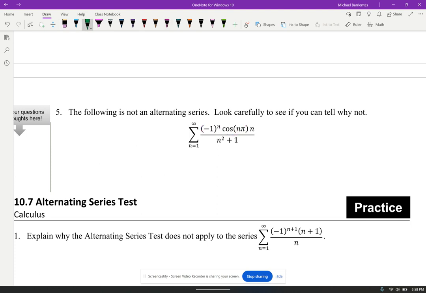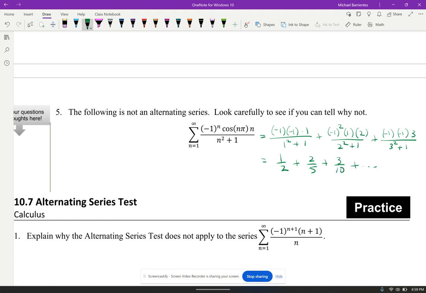So what happens when I substitute 1? Well, when I substitute 1, I'm going to get cosine of 1 pi, which is negative 1, times 1 over 1 squared plus 1. And I believe that's 1 half. That's positive. Plus, when I substitute 2, I'm going to get negative 1 squared times cosine of 2 pi, but cosine of 2 pi is 1, times 2 over 2 squared plus 1, and that's going to give me 2 fifths. Plus, when I substitute the 3, that's going to be negative 1 to the third power, that's negative 1, times cosine of 3 pi, that's negative 1, times 3 over 3 squared plus 1, and I believe that's 3 tenths.